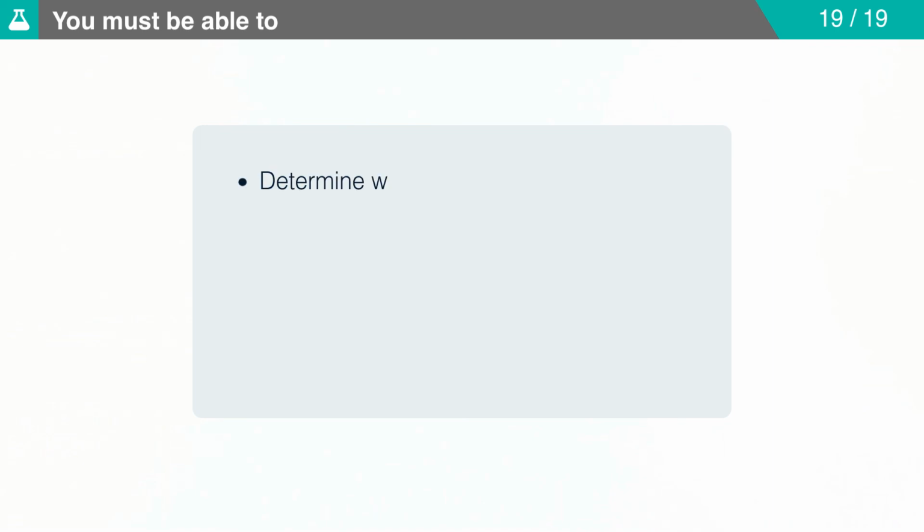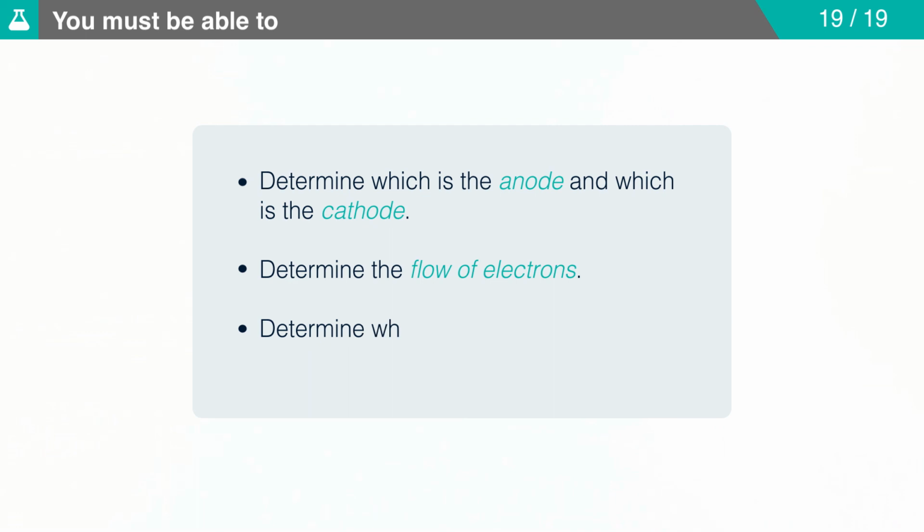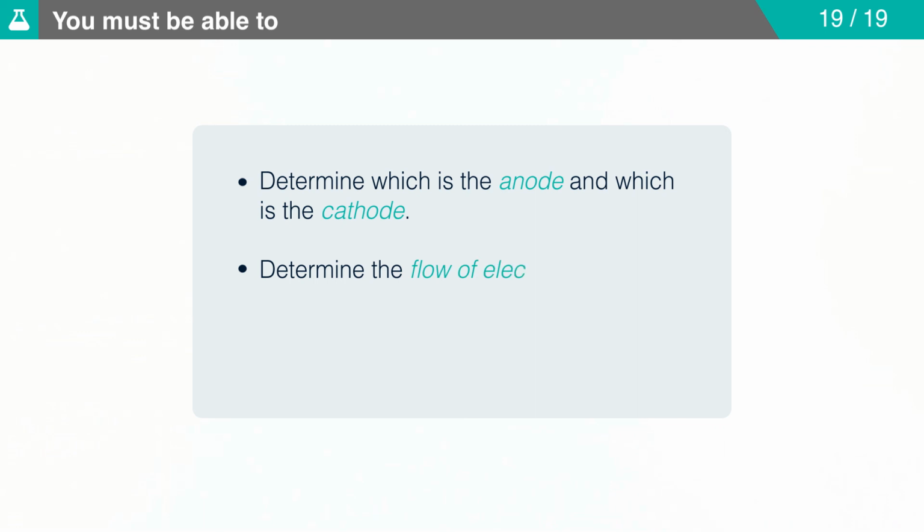All right, check your understanding. Can you determine which is the anode, which is the cathode? Determine the electron flow, and can you determine which electrode increases and decreases in mass? At this point, you must be able to determine which is the anode and which is the cathode, determine the flow of electrons, and determine which electrode increases and which decreases in mass.